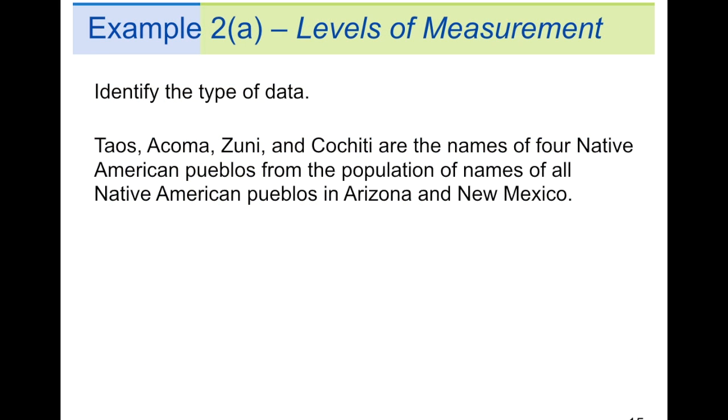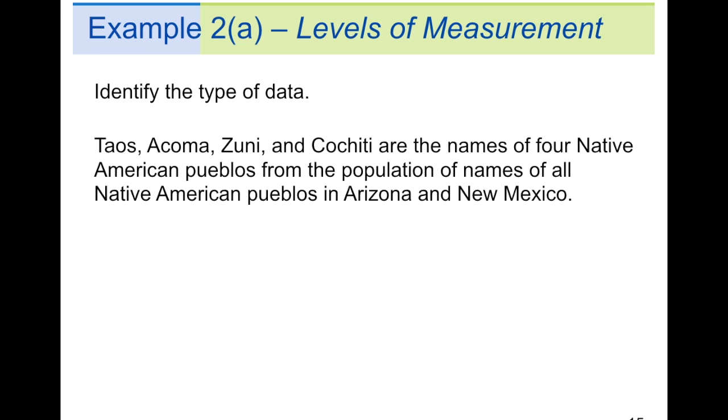All right, let's deal with some examples. First one. Taos, Acoma, Zuni, and Cochiti are the names of 4 Native American pueblos from the population of names of all Native American pueblos in Arizona and New Mexico that I probably pronounced horribly.